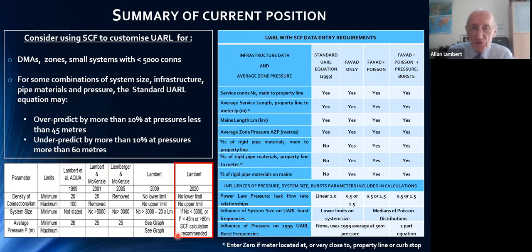The right-hand table shows the parameters. I won't run through it, but there's a list of the parameters you need, whether you're dealing with the standard UARL equation, plus FAVAD, plus FAVAD plus Poisson, or plus FAVAD plus Poisson, plus pressure bursts. And down in the bottom bit are the assumptions that we use for each of the 4 different options, so that they're clearly set out.